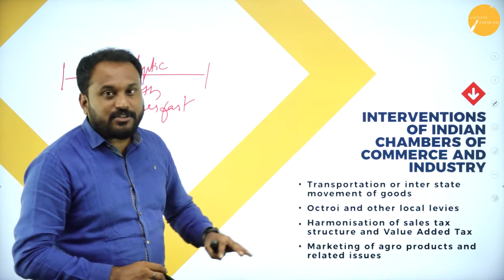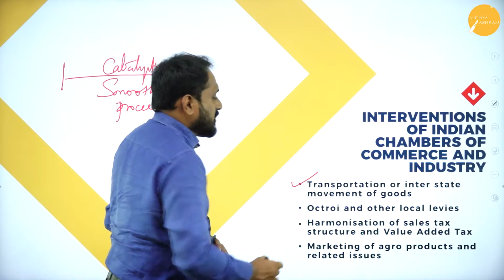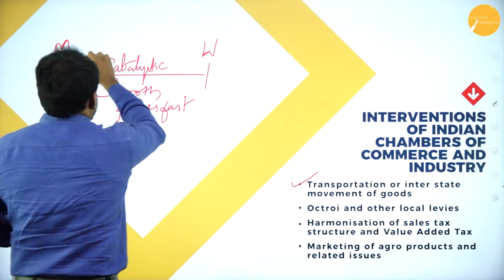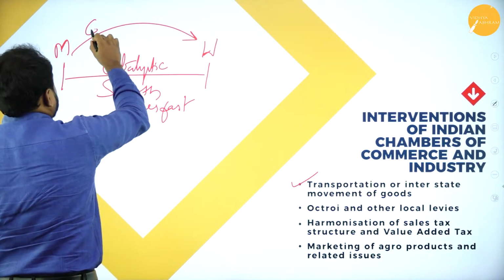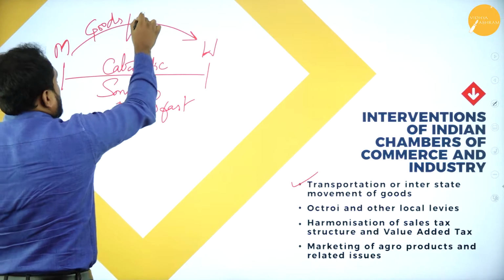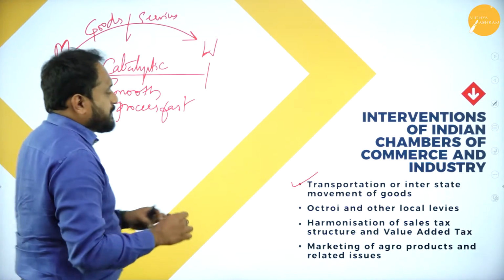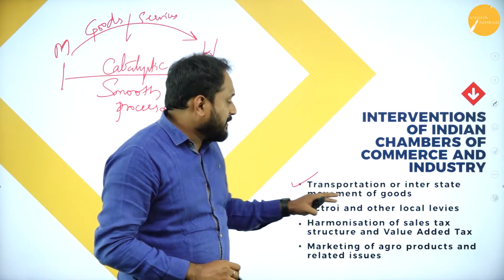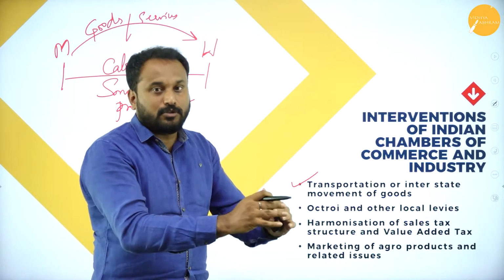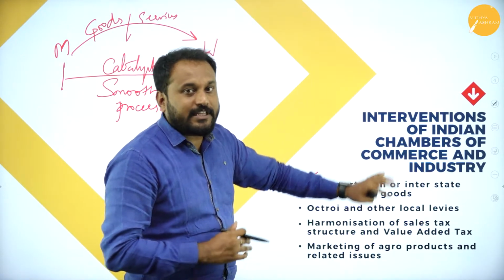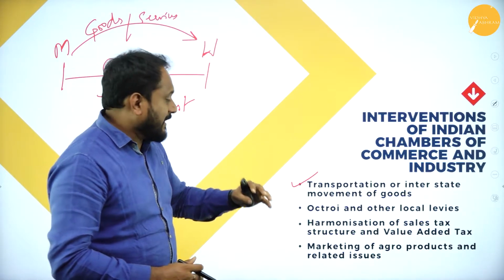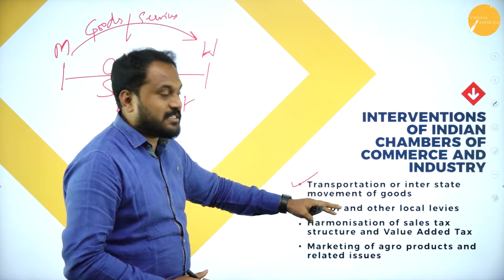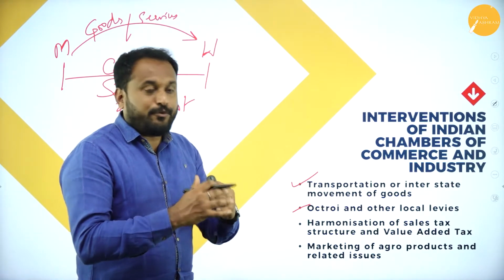The first one is transportation or interstate movement of goods. Say the manufacturer is here, the wholesaler is here, and they are supposed to move the goods from one place to another, or let's say services. What these people do is, wherever there is transportation or interstate movement of goods, they make it very smooth. That is the intervention of the Indian Chamber of Commerce and Industry. Then there is Octroi and other local levies. Here they see to it that everything goes very smoothly.